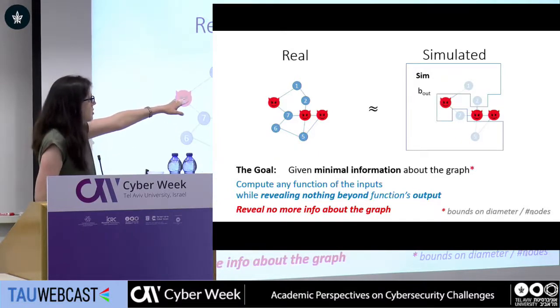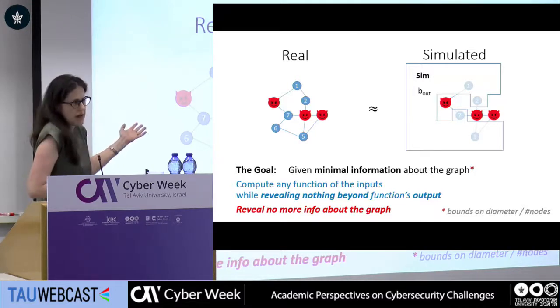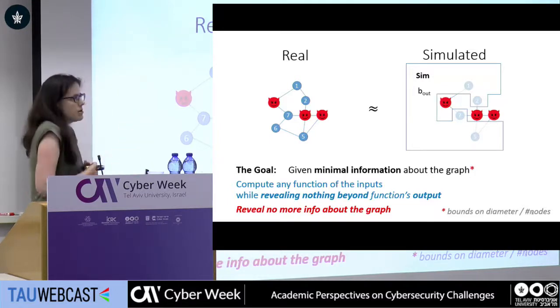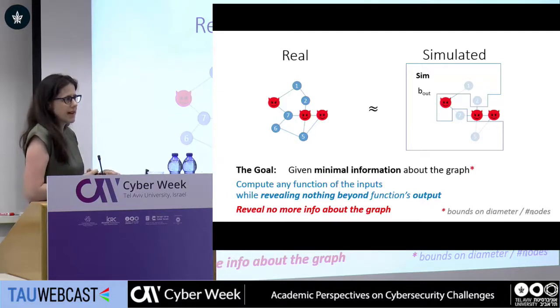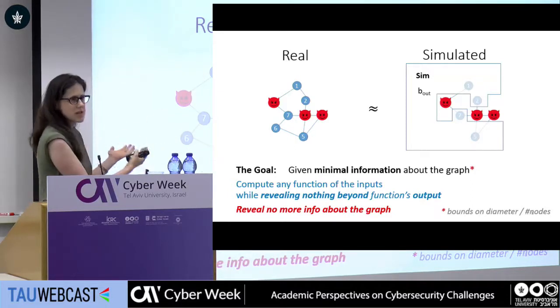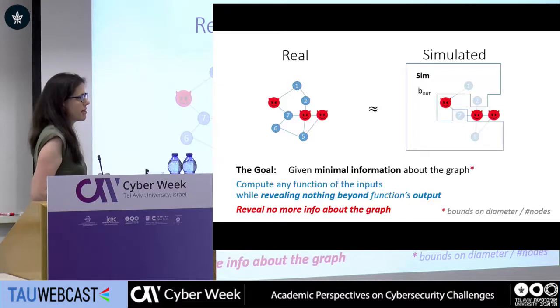All the simulator knows is just the output bit, which is what we're allowed to reveal. And yet it simulates the interaction with the adversary. And if the adversary can't tell the difference between these two worlds, then it actually learned nothing about this graph.